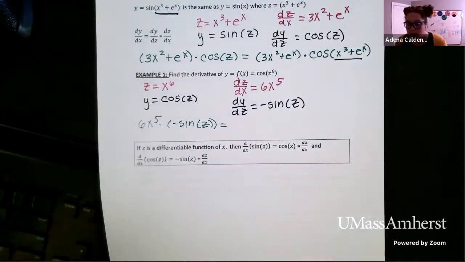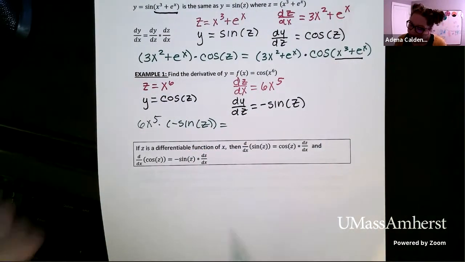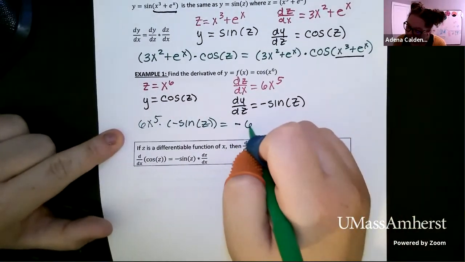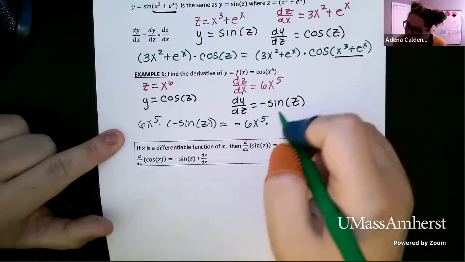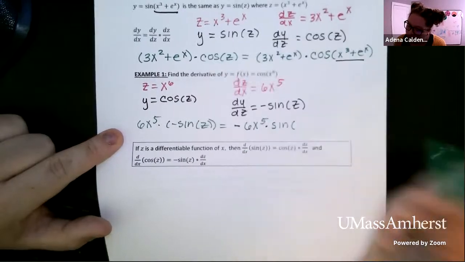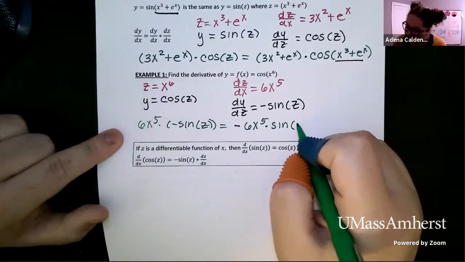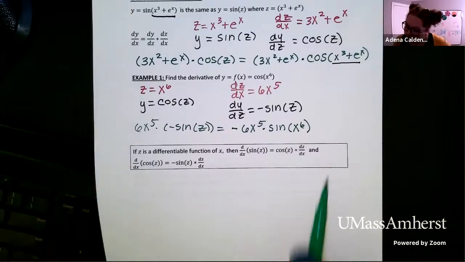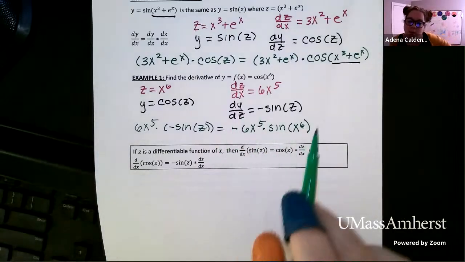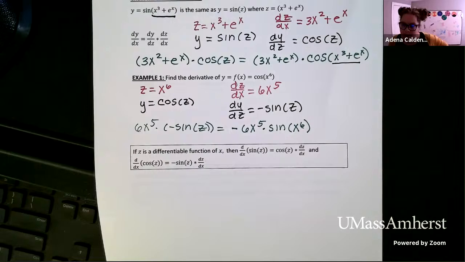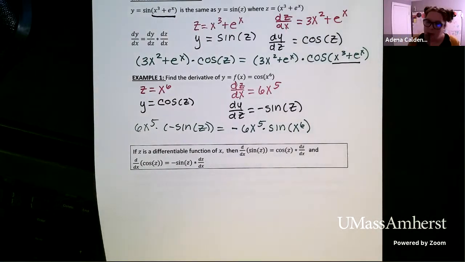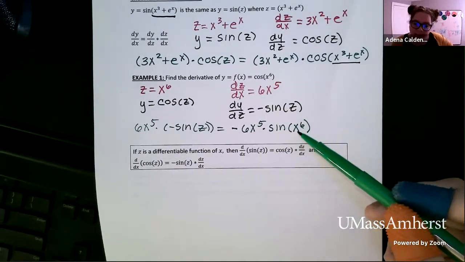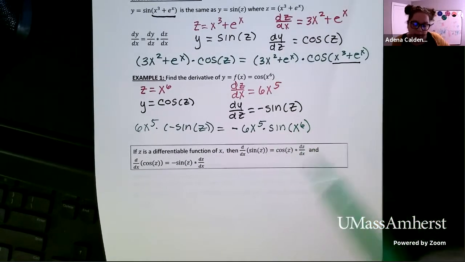We're going to simplify a little bit and substitute back in for z. So I'm going to pull the negative to the front. So negative 6x to the 5th times sine of, now I need to go back to what my z was. That's x to the 6th. So this is what the common answer would look like, and that's how we would present it. We always tend to pull negatives to the front, okay? Again, notice that we started with cosine of x to the 6th, and we ended with sine of x to the 6th. What's inside the argument did not change.